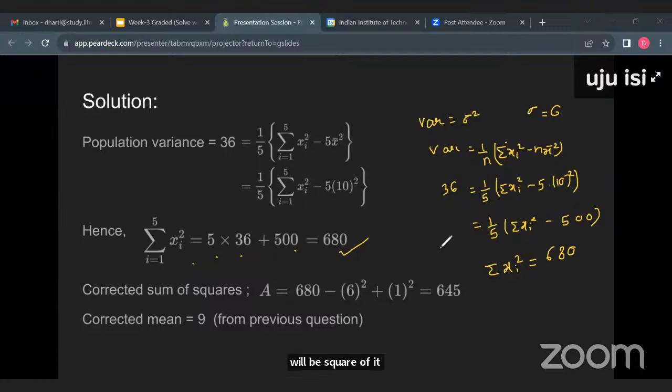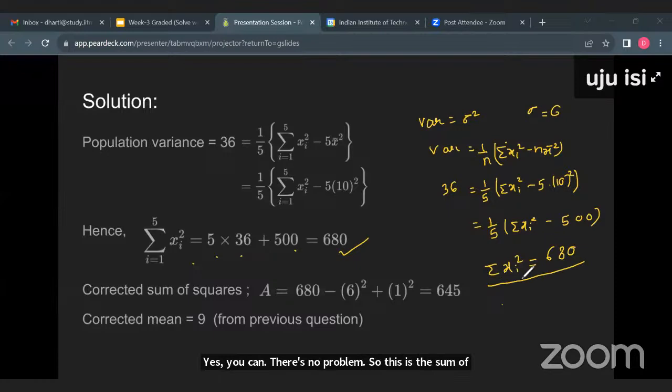Excuse me, ma'am. In this population variance formula, it is given that 1 by n into the summation of xi square minus n x bar square. So we can multiply this 1 by n inside, no? Yes, you can. There is no problem. So this is the sum of squares of the data set.